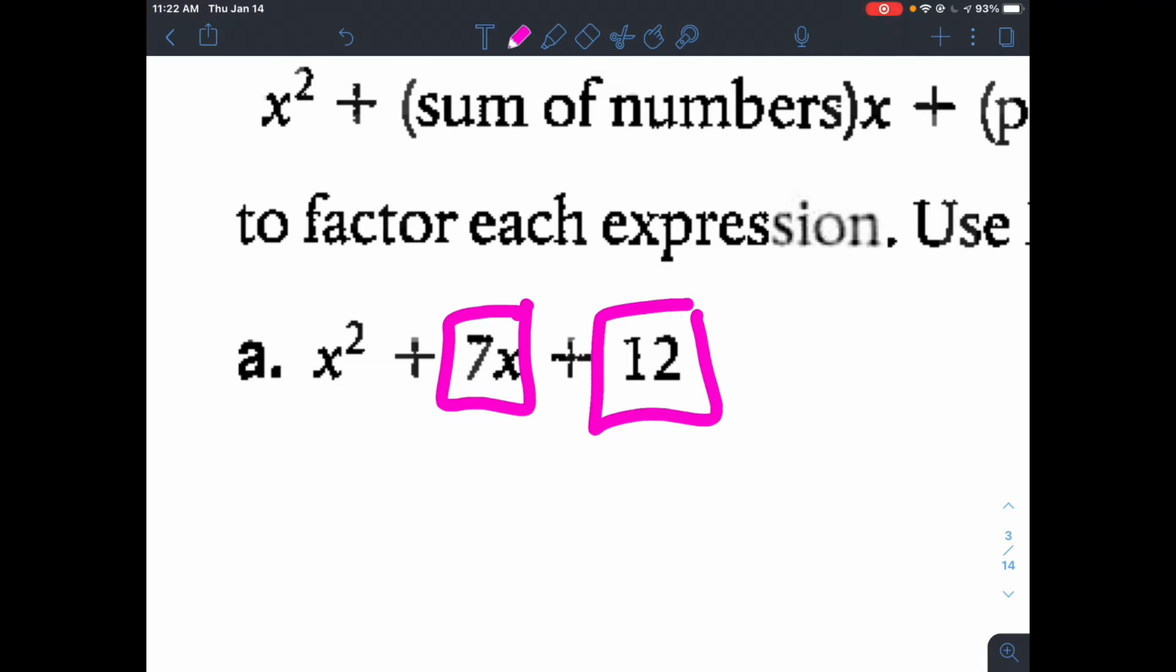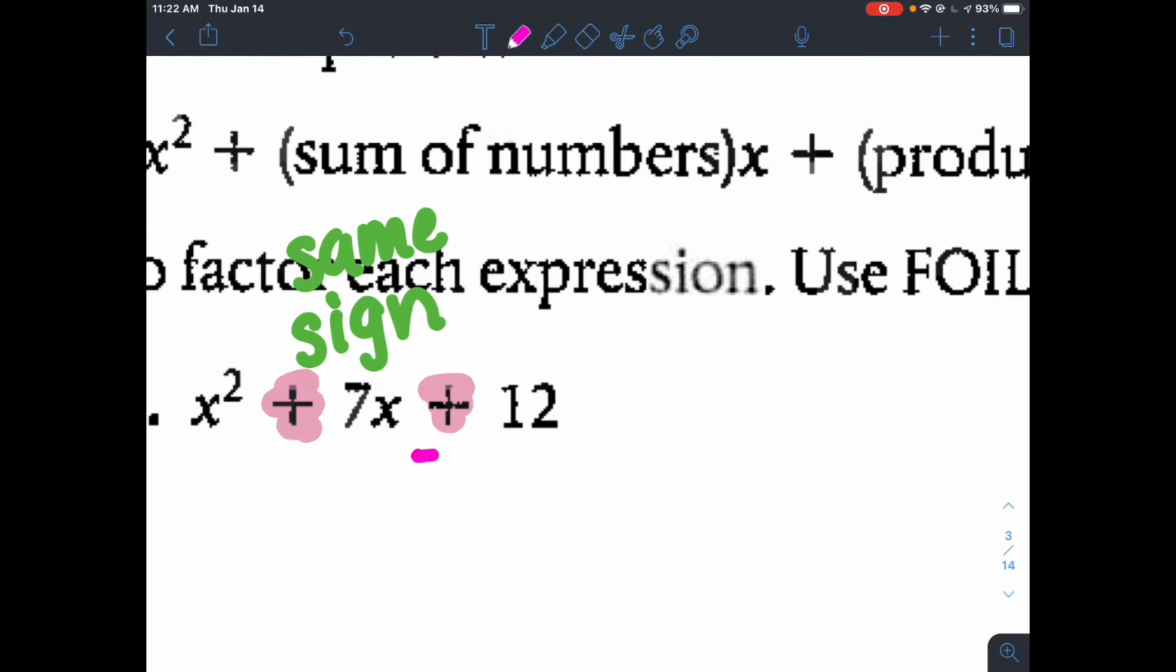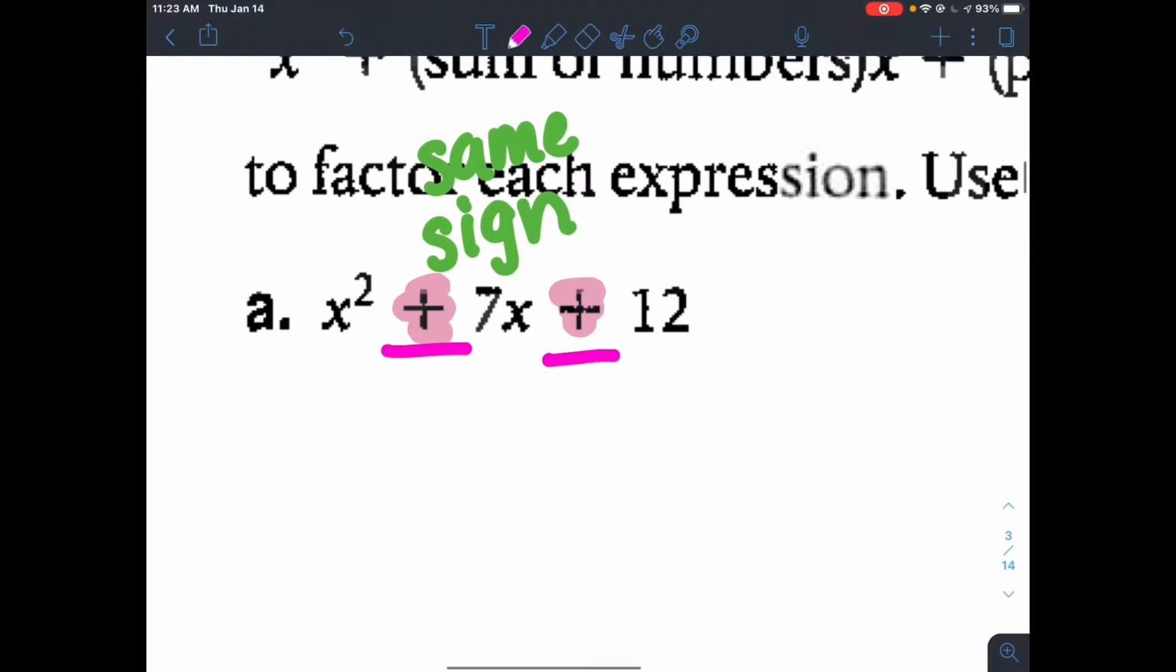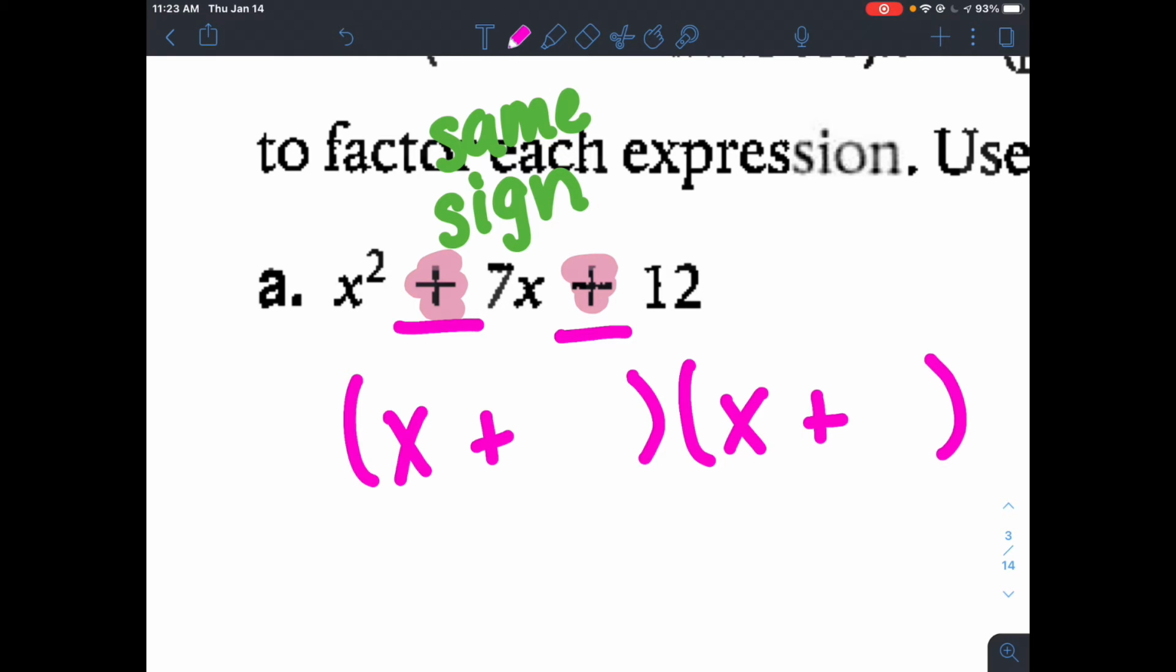And then there's a couple of rules in regards to my signs. So when this sign is positive, it's going to be the same sign. Okay, same sign. What is the same sign going to be? It's going to be the same as this first sign. So they're both going to be positive numbers. Okay, so it'll look like this. X plus something times x plus something.